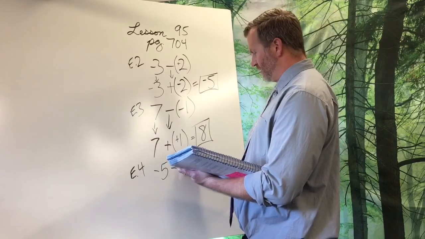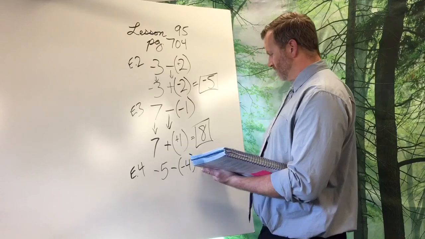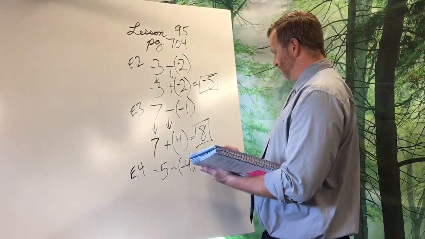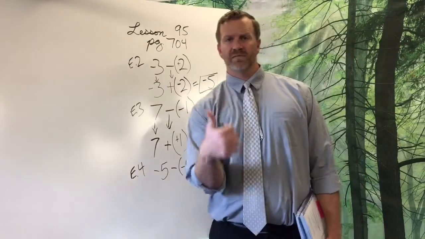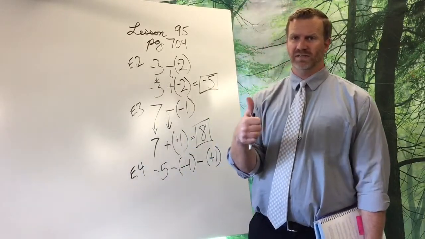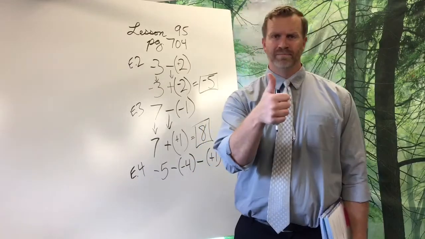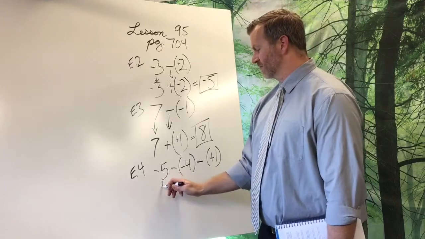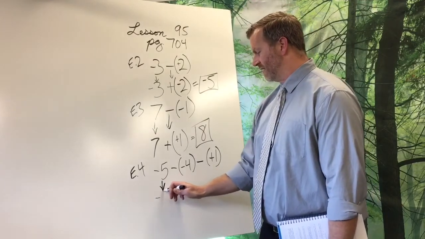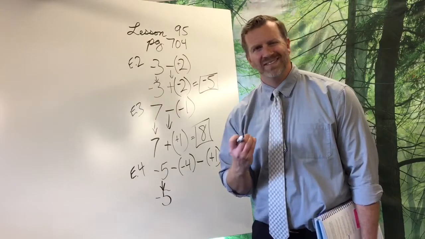-5 minus a -4 minus a +1. Okay, does that front number change? Give me a thumbs up if you think that front number changes. Give me a thumbs up if you think that number is going to stay the same. Yeah, it stays the same, because remember it's out here in the front. That's just a good old -5. He stays negative. He needs to have a better outlook on life. He needs to become more positive, you know what I'm saying?